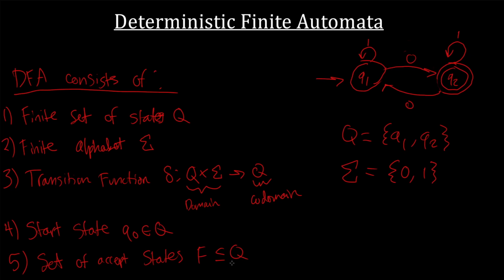We can have any amount of accept states, so long as those accept states are defined in the set of states Q. So let's make sure that this condition is satisfied by our example. We have one accept state, which is Q2. So F is equal to the set containing Q2, and that set is indeed a subset of Q. So we have a valid set of accept states. Now, this is all a DFA is. It just has to meet these 5 conditions, and it is a valid DFA.